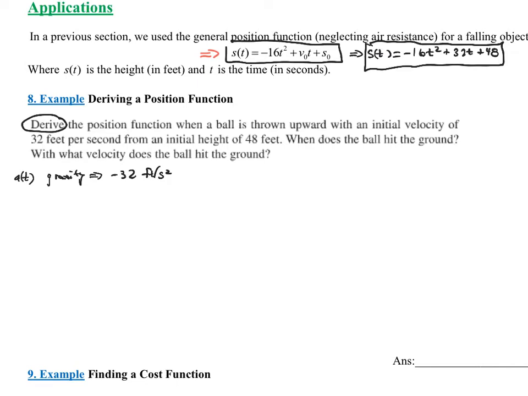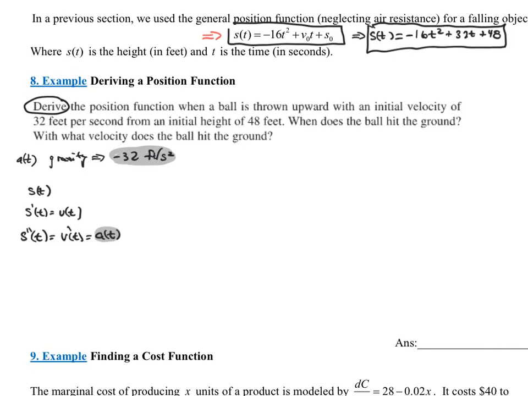I also want to remind you of a little something here. You have your position function, and the derivative of the position function is the velocity function, and the second derivative of the position function, which is the derivative of the velocity function, is your acceleration function. So what I'm telling you right now is that your acceleration function is negative 32 every single time due to gravity on Earth, again, assuming no air resistance.